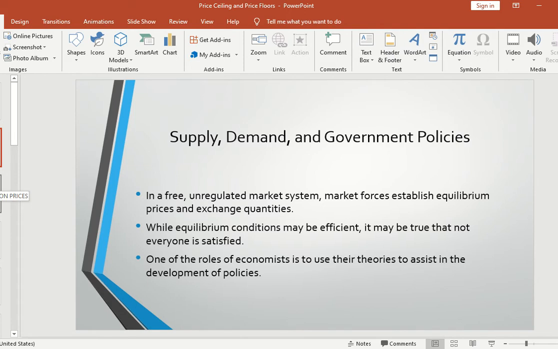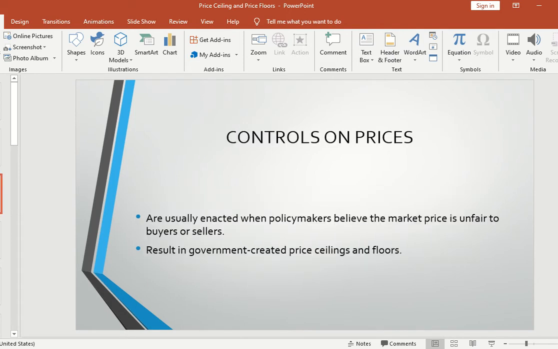So we're going to talk about two types of government intervention. When the government intervenes with price controls, what that means is the government or policymakers fix the price or set the price at a certain level. Price controls are usually enacted when policymakers believe that the market price is unfair to either buyers or sellers.